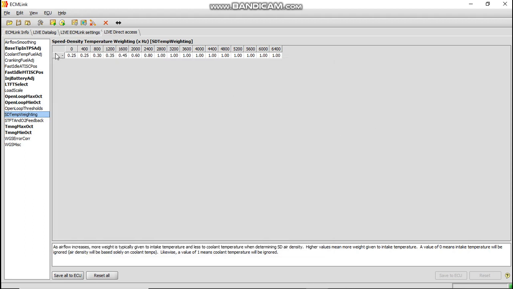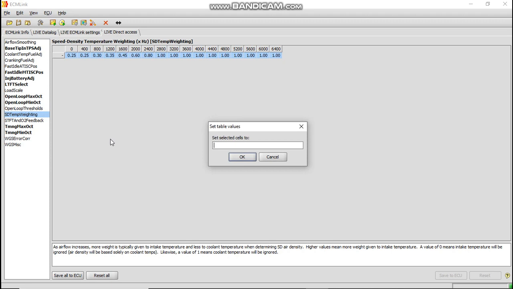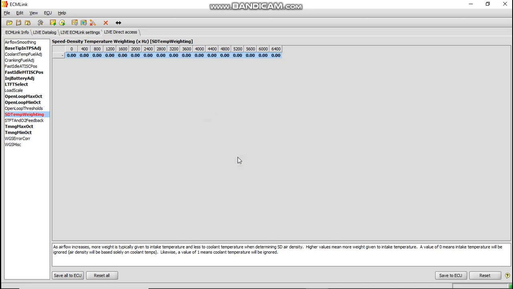If I don't, then basically all I'm doing is taking all these right here, and I just set them to zero. I set it to zero if I don't have an IAT sensor, so that it'll ignore calculating that parameter with the speed density. Otherwise, if I've got one, I just leave it at stock values, and that's what I do. So, not a whole lot to give on this one.